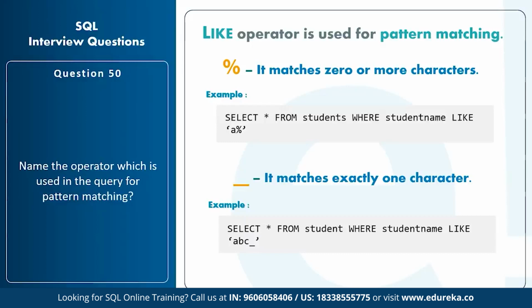And coming to the underscore sign, it basically matches exactly one character. So when you use the underscore sign in the query, like select star from student where student name like 'ABC_', all those records whose student name matches the pattern ABC, with any single character present after that, will be taken into account. So guys, that's how you can use the like operator for pattern matching. You can either use the percentage sign with it or an underscore sign with it.